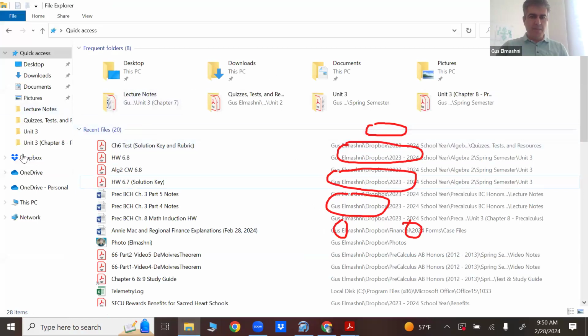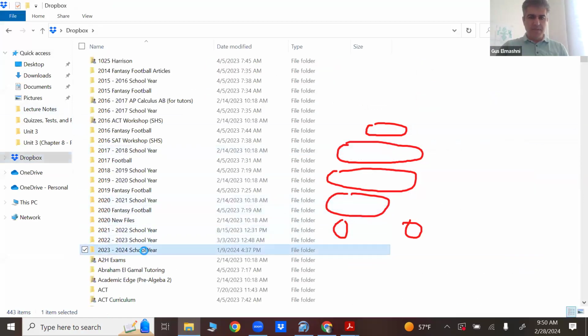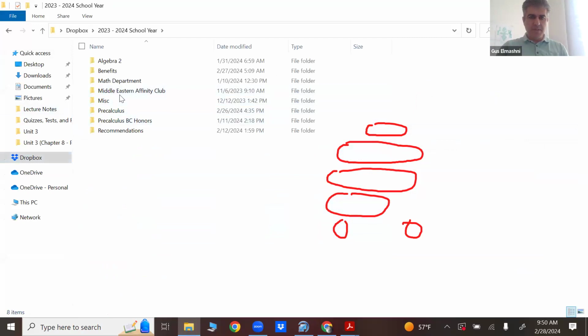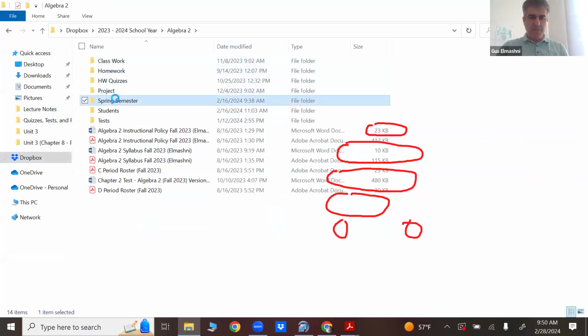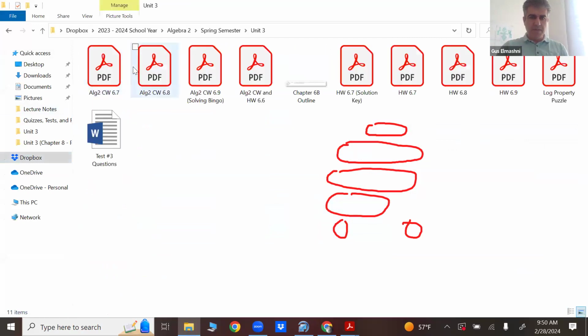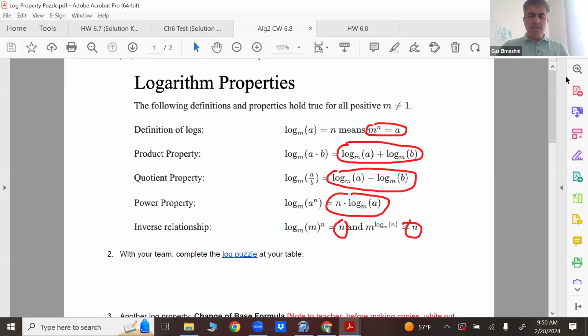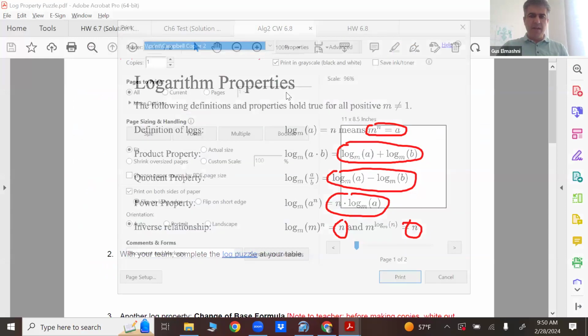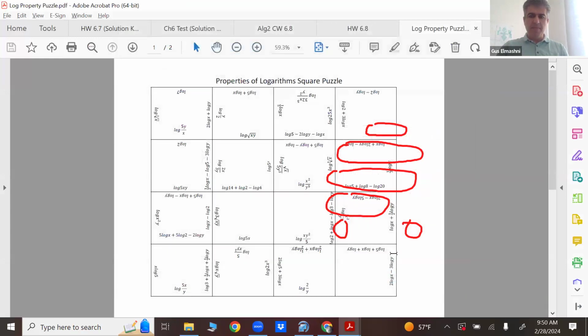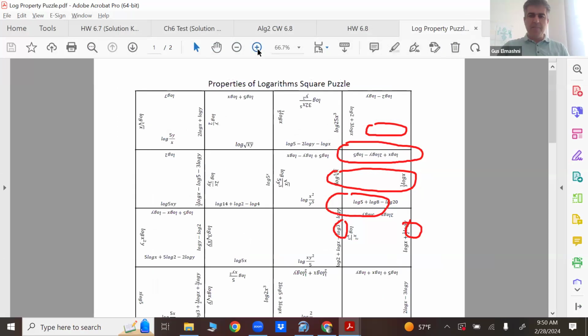Where the heck is it? Let's see, Dropbox, Algebra 2, spring semester, unit 3. Yeah, log property puzzle. It's kind of hard to tell. Wait, what? Why is it doing that? Okay, it looks a little busy.